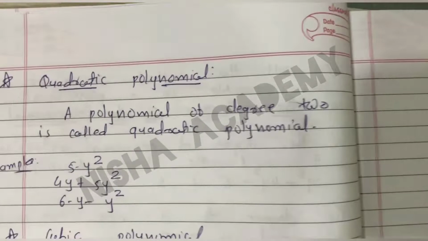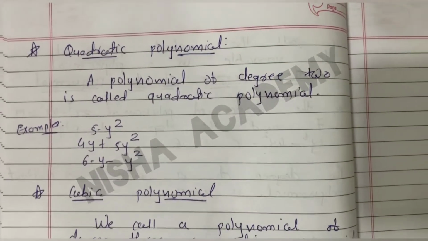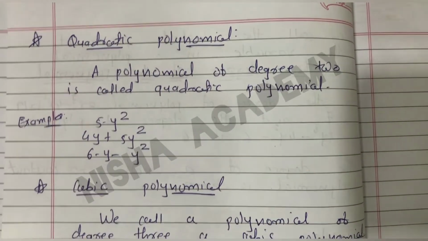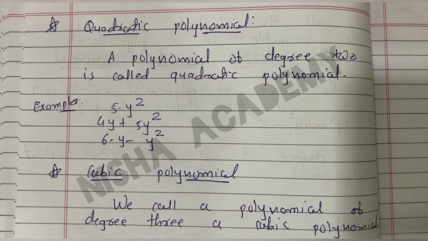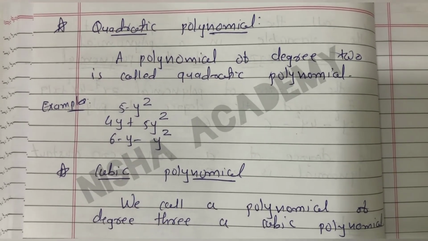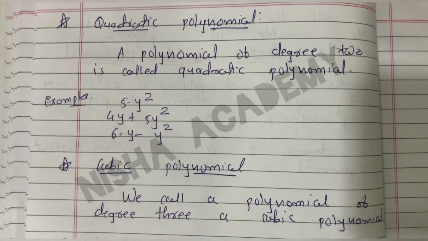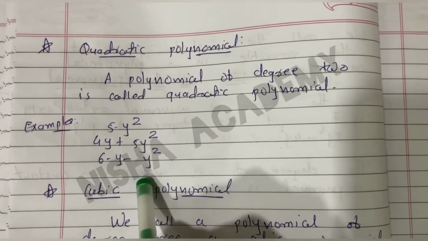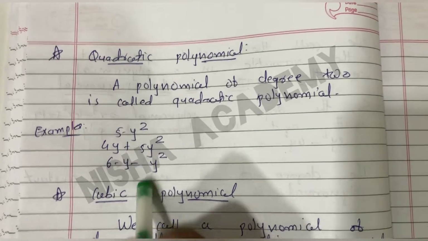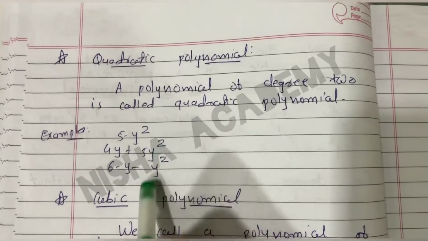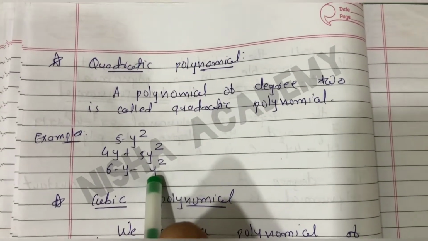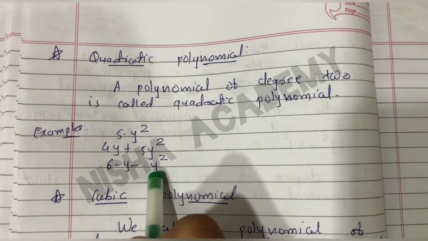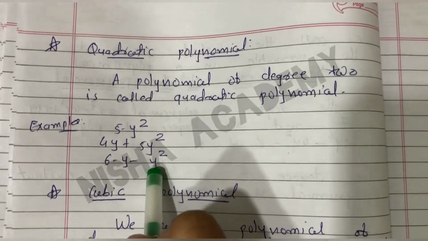Likewise, what is a quadratic polynomial? A polynomial of degree 2 is called a quadratic polynomial. For example, 5 minus y square, 4y plus 5y square, 6 minus y square. Here see which term has the highest power: y square, 5y square, y square. So if the degree of the polynomial is 2, it is called a quadratic polynomial.